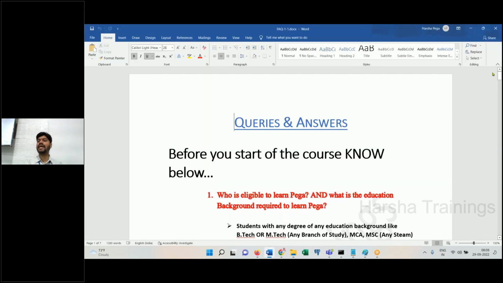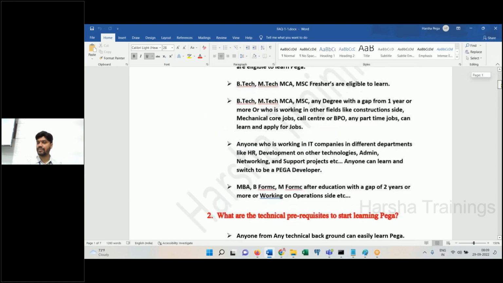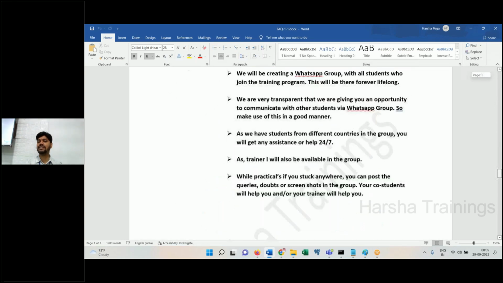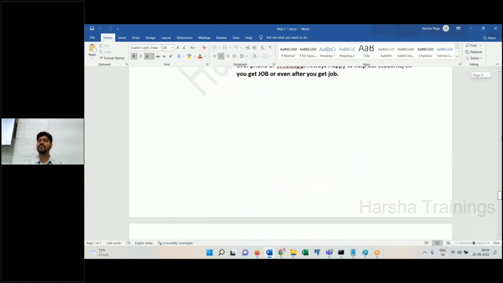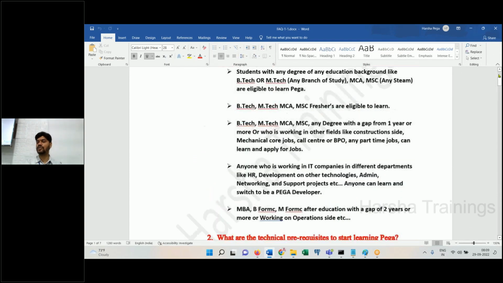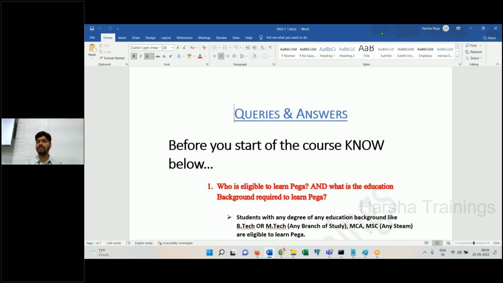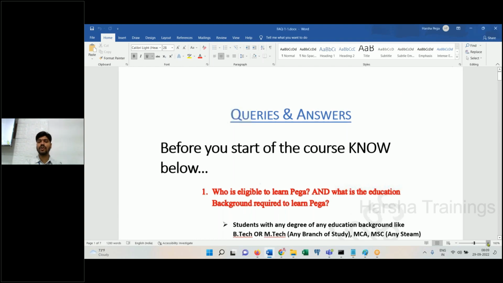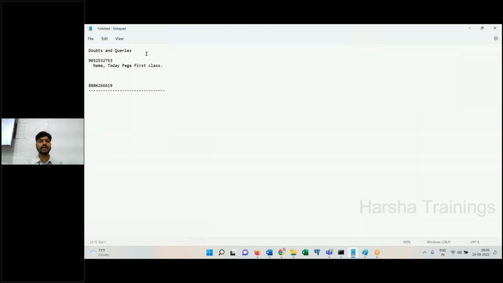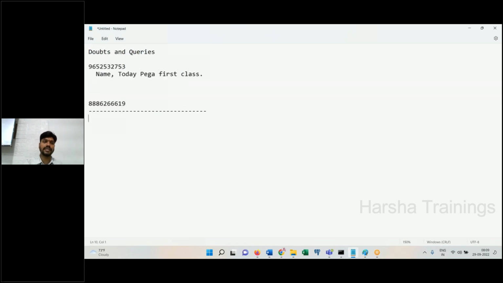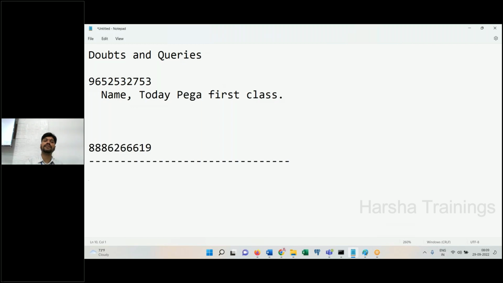I already have a document. This document has so many questions that are answered here. These questions are usually asked by students. Let's go one by one, and you can even post your queries here in the chat window. I will increase the font size of this document. I'm sorry, I forgot to increase that. Now you see it online.